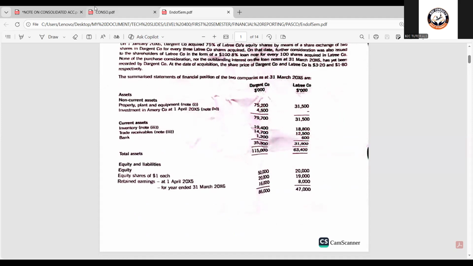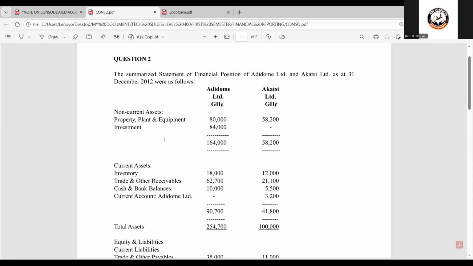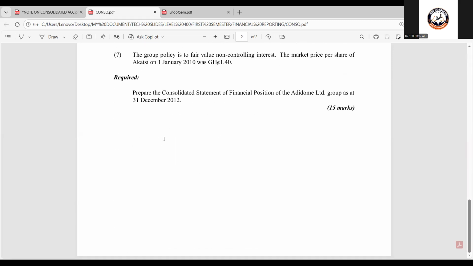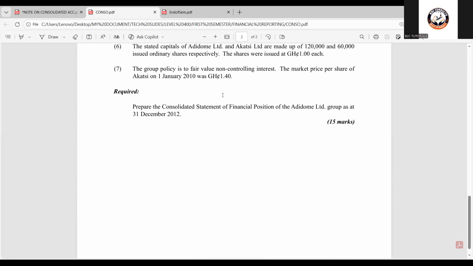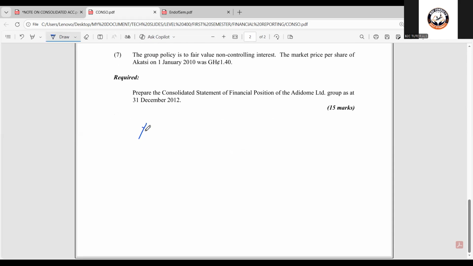All right, having gone through, we have a beautiful question. First and foremost, if you have the question, you go and read the requirement of the question. In this question, the requirement is to prepare the consolidated statement of financial position of the Adidome Group Limited as at 31st December 2012. So quickly in your workbook, you go and write Adidome Group.